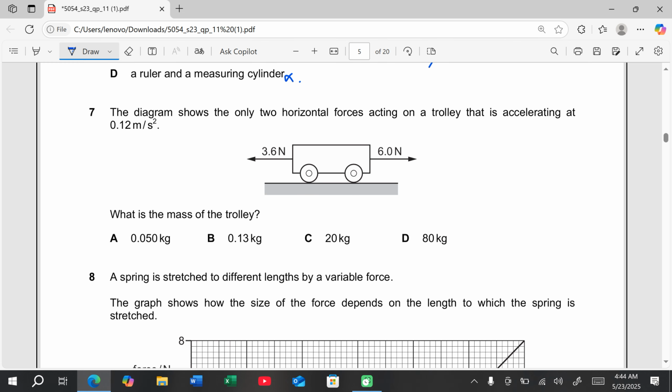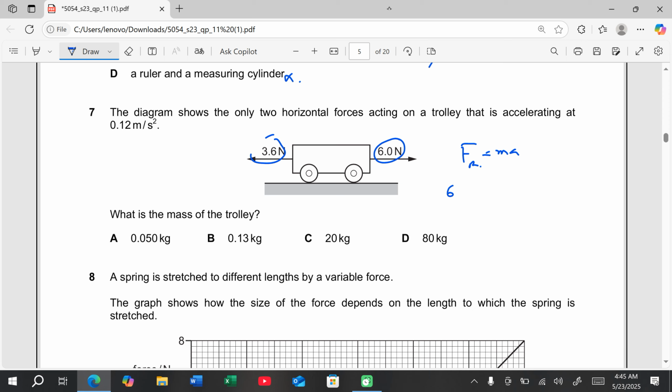Question number 7 says the diagram shows the only two horizontal forces acting on the trolley that is accelerating at 0.12 meter per second square. What is the mass of the trolley? That's very easy. This is a forward force, this is a backward force. So in F = ma, this force is the resultant force.